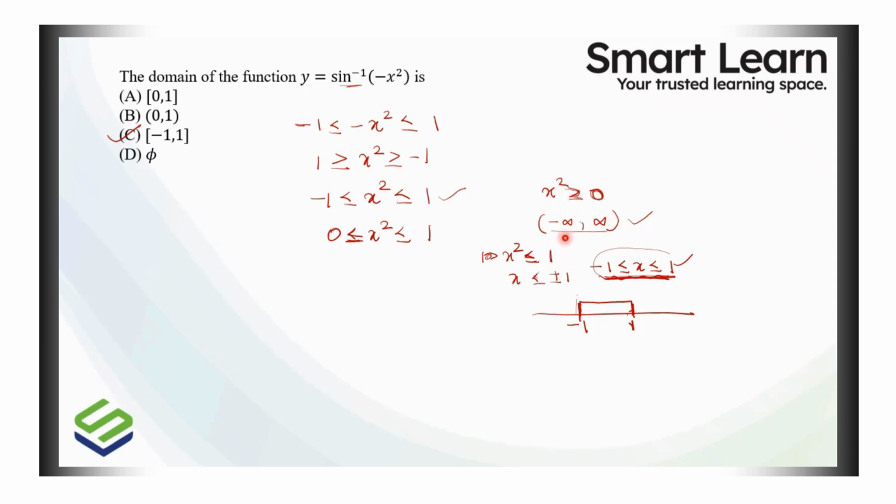When x square is greater than or equal to 0, what will come? That means every possible value is there now, so it is a real number. X square is less than or equal to 1, so x can be plus 1 or minus 1. But when you combine these two, what is the common region? This one. Minus 1 less than or equal to x less than or equal to 1. So that is the answer, option C.